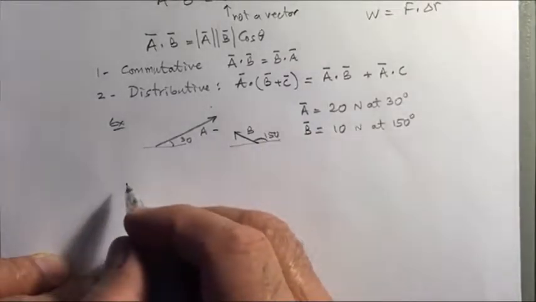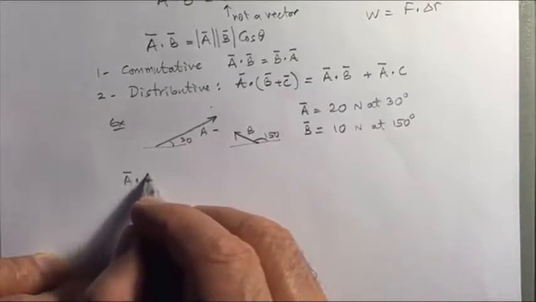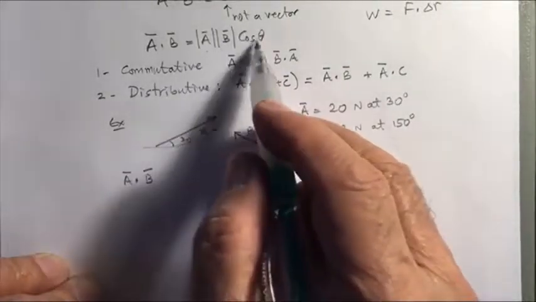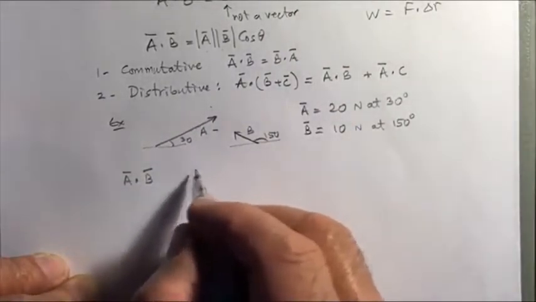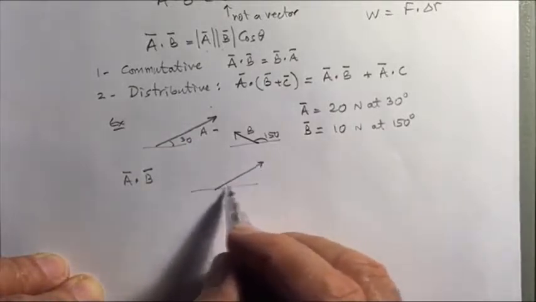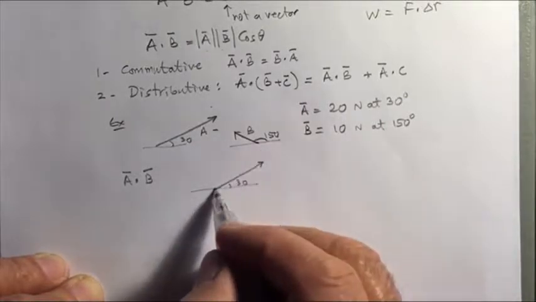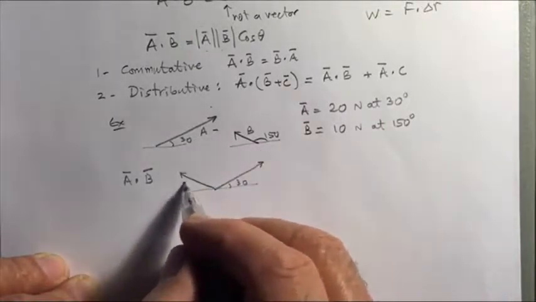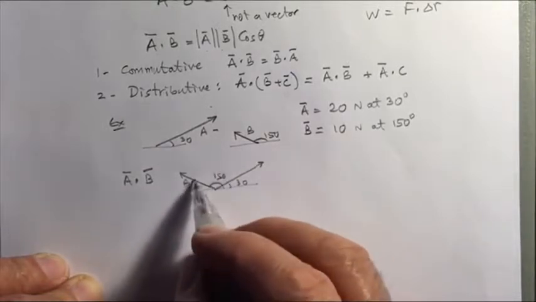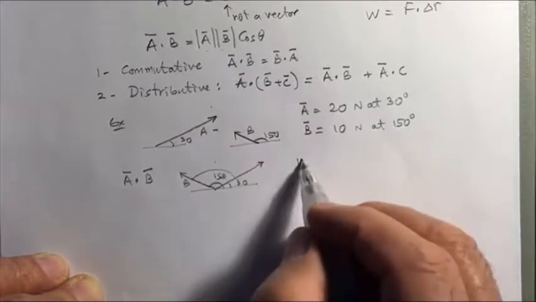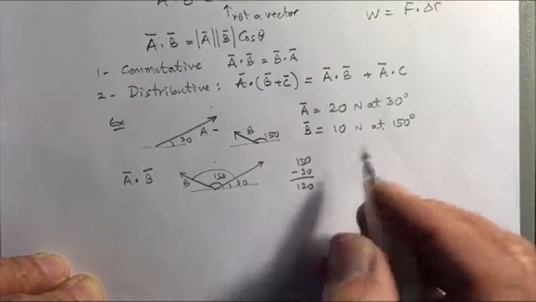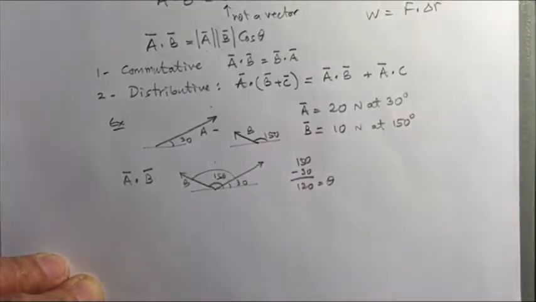Now, when we want to take A dot B, we would write it as A times B times cos theta. So what is theta? That is the angle between these two. If I redraw A at 30 and B at 150, the angle between these two would be 150 minus 30, which is 120 degrees. So theta is 120 degrees.